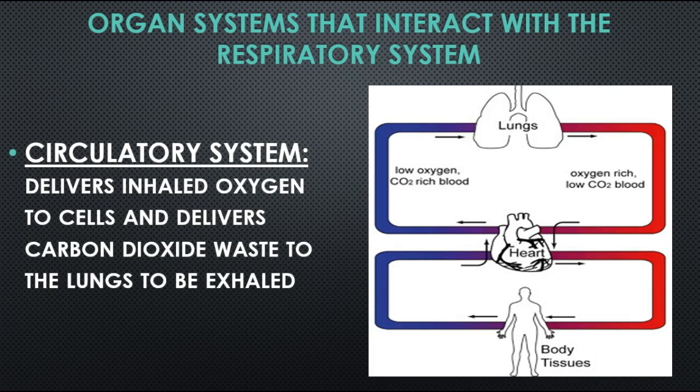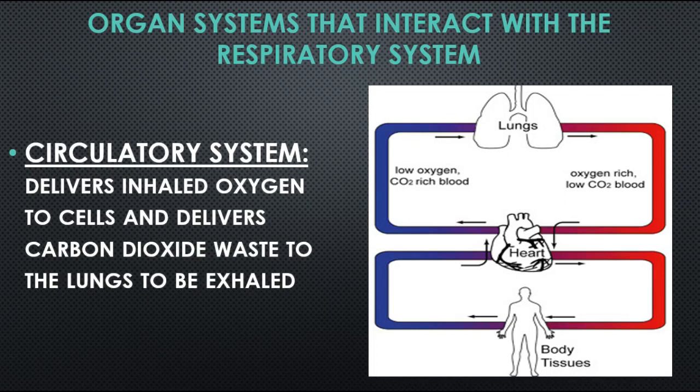And just like any other organ system that we've talked about, the respiratory system cannot perform its function on its own. It needs other organ systems to help it accomplish those functions. And one of them is the circulatory system. And the circulatory system takes all of that oxygen that has been inhaled, and it delivers that inhaled oxygen to the cells. And then it delivers carbon dioxide waste to the lungs to be exhaled.